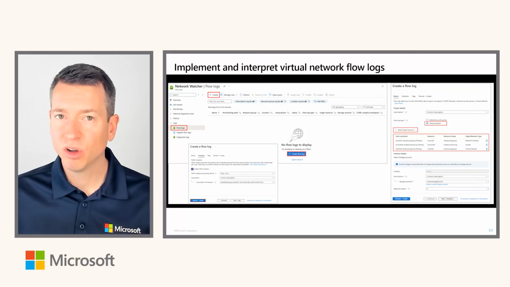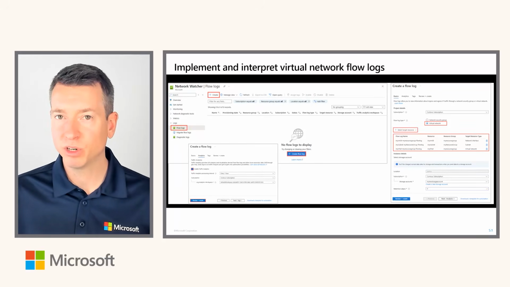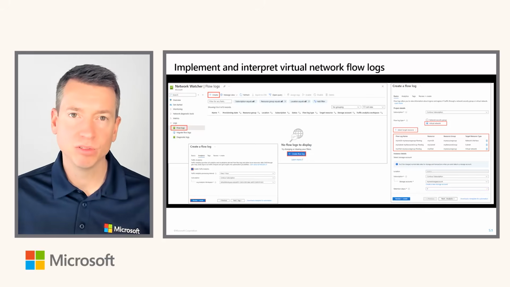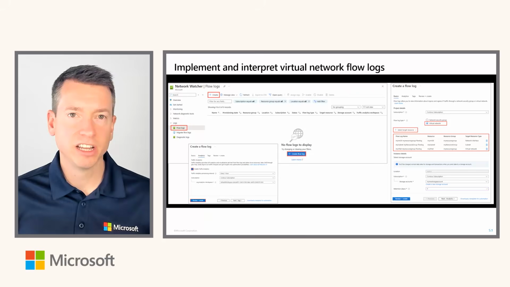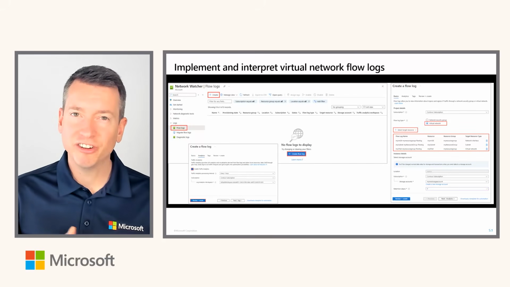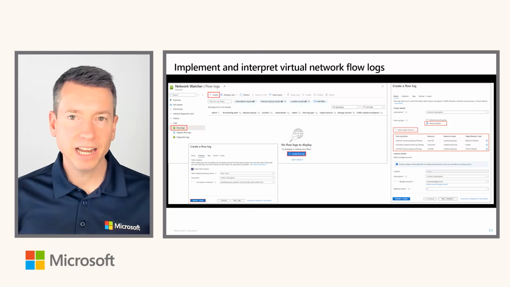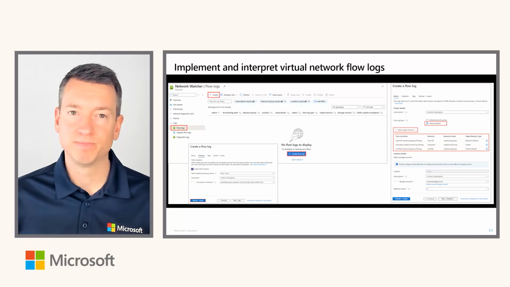VNet flow logs offer a way of getting visibility into the traffic in your virtual network by logging packet flows at the Azure data center level. So instead of having to send traffic through an appliance. Now, VNet flow logs allow very granular configuration, and they can be enabled at the VNet, subnet, or even NIC level.